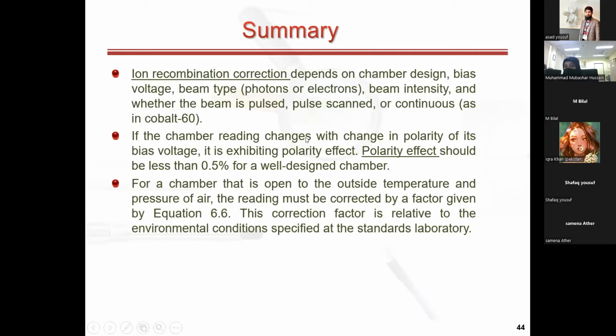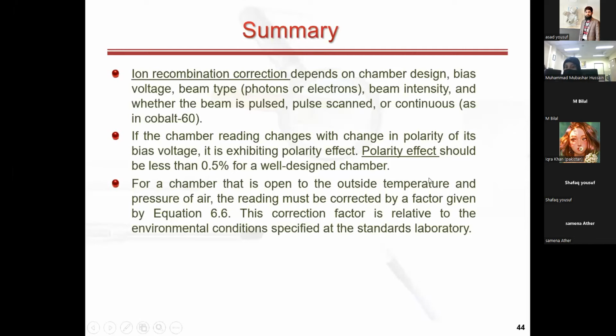If the chamber reading changes with the change in polarity of its bias voltage, it is called the polarity effect. The polarity effect also depends on almost all these parameters. However, for a reference chamber used for reference dosimetry, its value must be less than 0.5%.